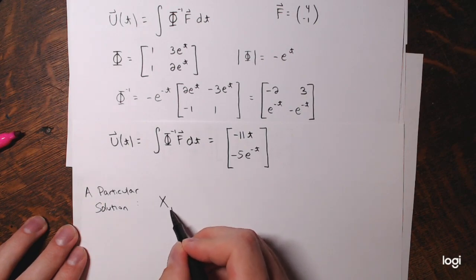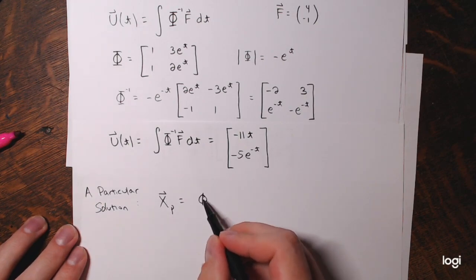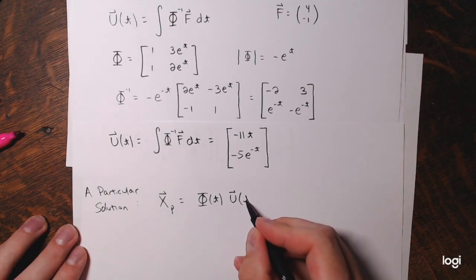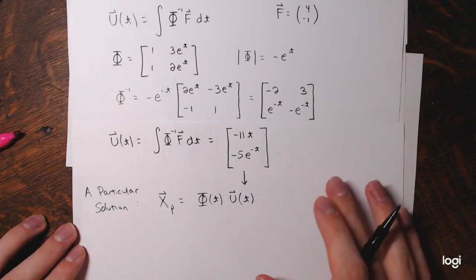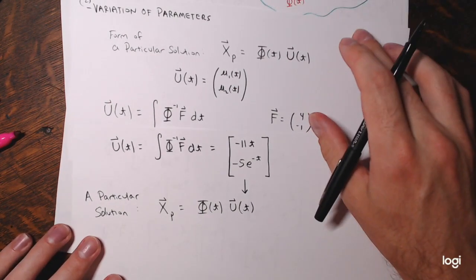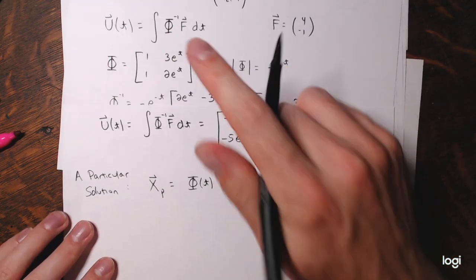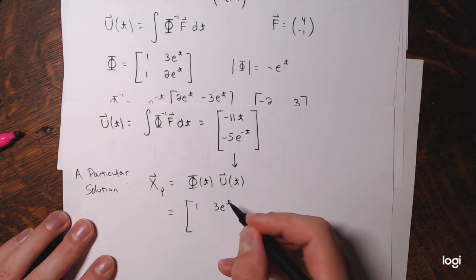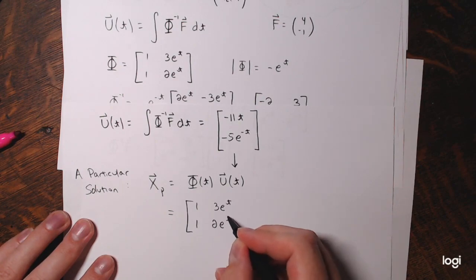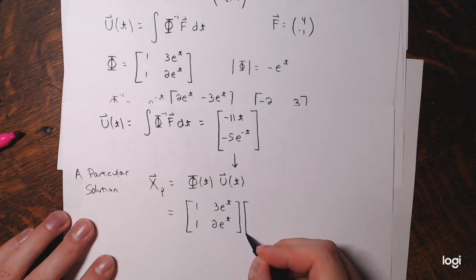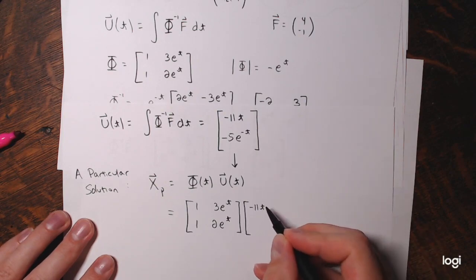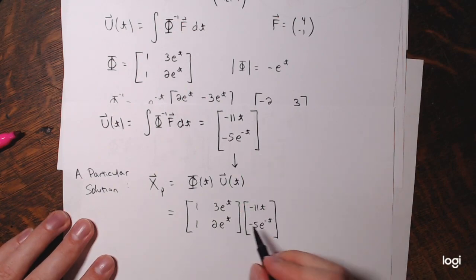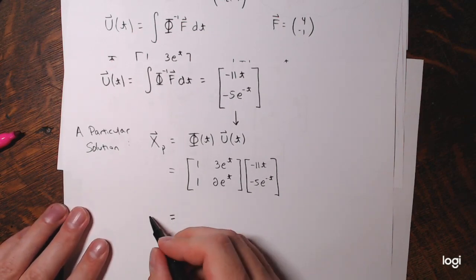Remember, the form that takes was phi, the fundamental matrix, times u. So this is u, and phi was our fundamental matrix from earlier, this here. This is the matrix 1, 3 e to the t, 1, 2 e to the t, times u, which is negative 11t, negative 5 e to the negative t. Again it's a 2 by 2 times a 2 by 1, so the result will be a 2 by 1.